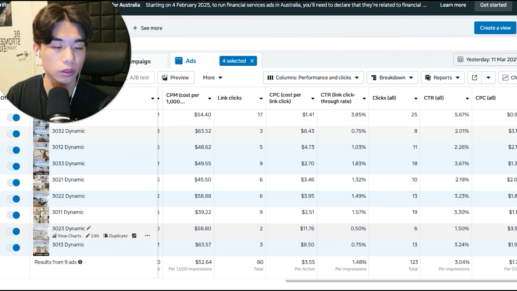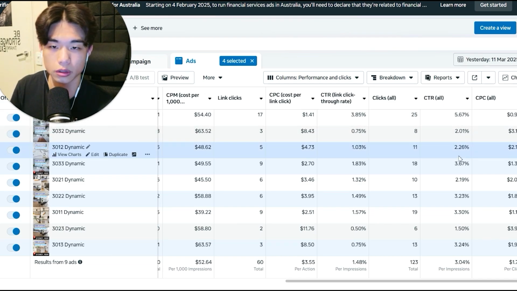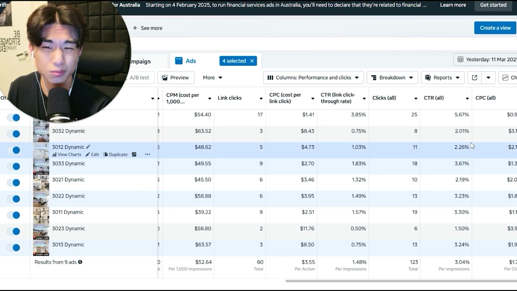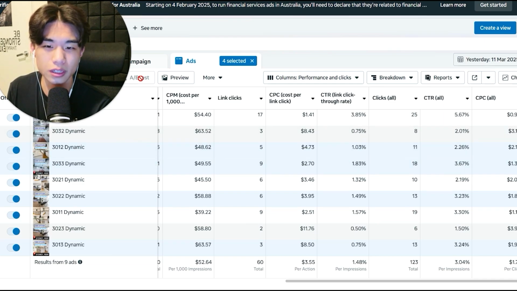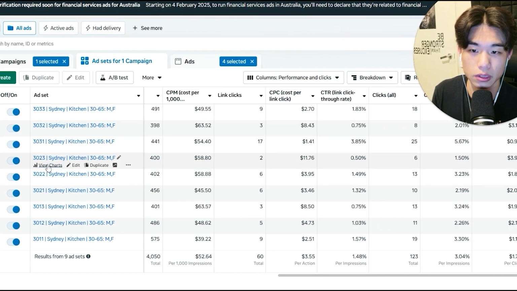So this one is $3.92. This one's $3.16. So CPC was quite high on these, which is your cost per click, meaning these ads just didn't really perform well. These ads just aren't good. So in this scenario, we just go back to the ad set level, which is really important. We don't want to change Facebook's API or data over here.